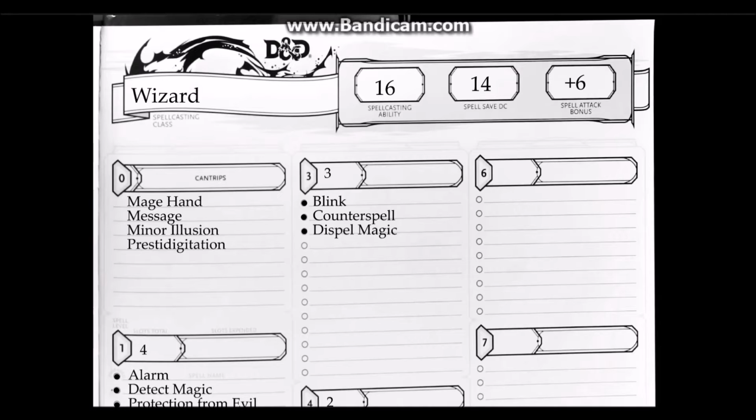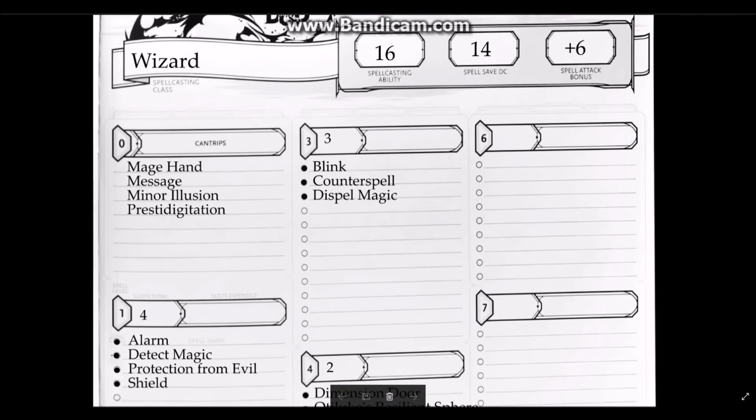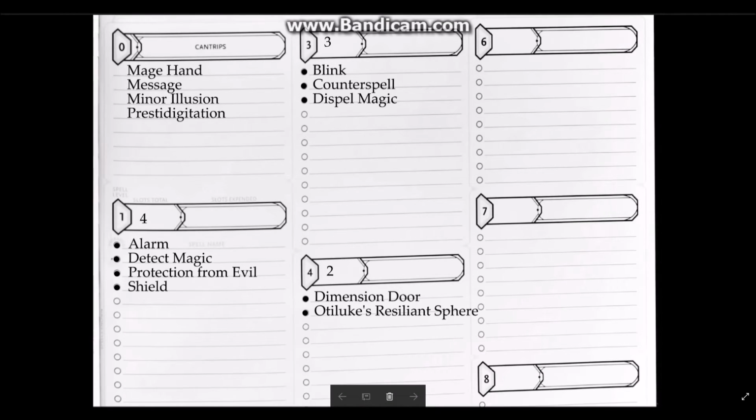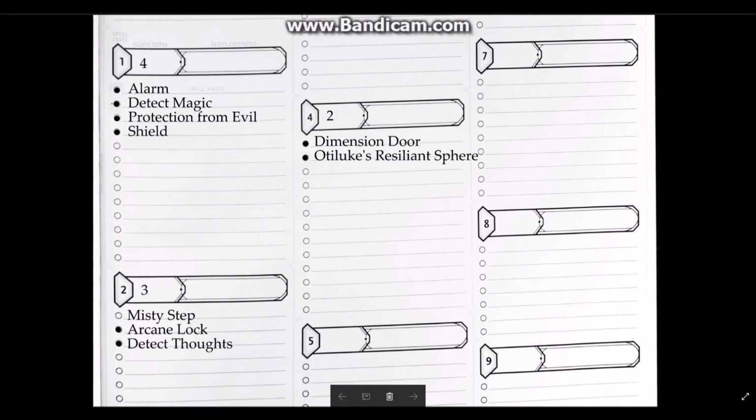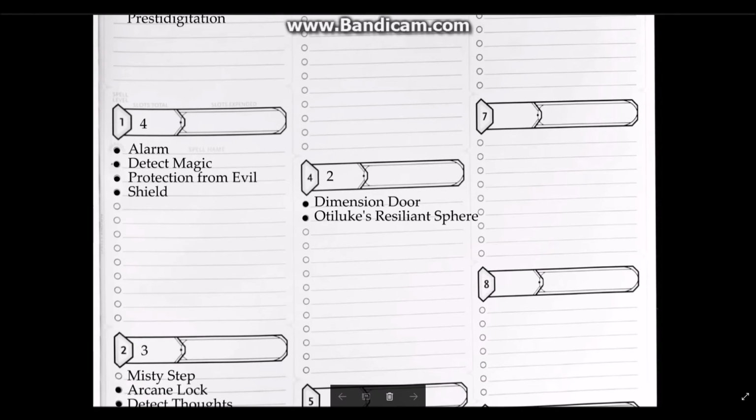Now we move on to the actual spells of the class. These are pretty straightforward. Cantrips are basically 0 level spells, and anything above that are spell level 1, spell level 2, spell level 3. And depending upon your spellcasting class and what level you are in that class, you have spell slots for each level spell. Now, spell slots mean you can use that many spells of that level in one day.